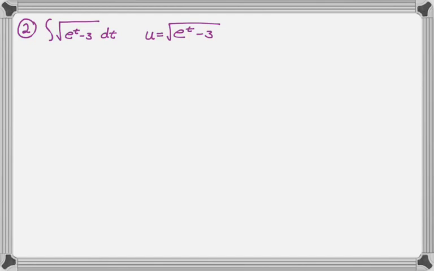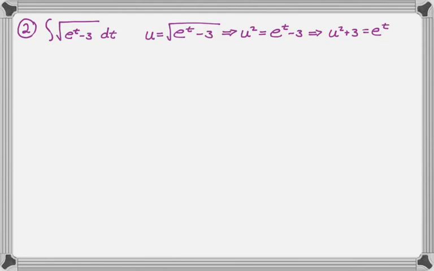It's going to turn into an integral that doesn't have a radical, which is generally speaking easier to work with. So before I find a du or a dt type thing, I like to get everything out of the way. So I'm going to square both sides here. I get u squared is e to the t minus 3. And then I'm actually going to add 3 to both sides and get u squared plus 3 is equal to e to the t.